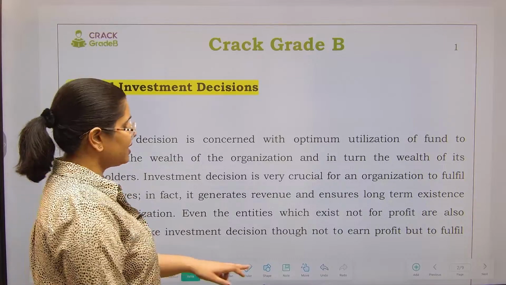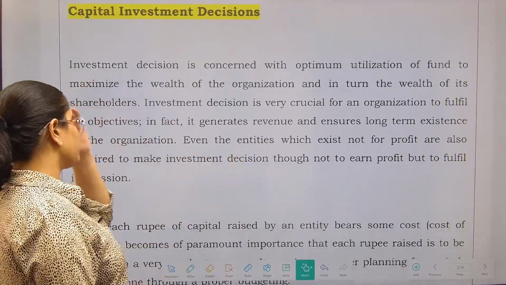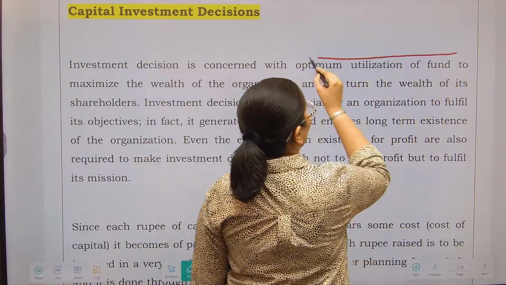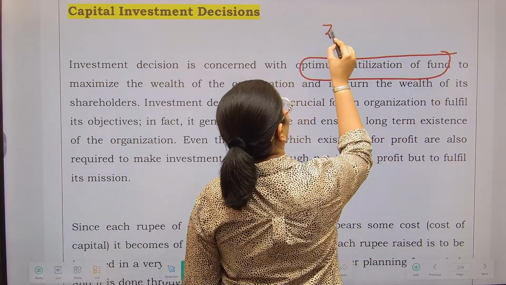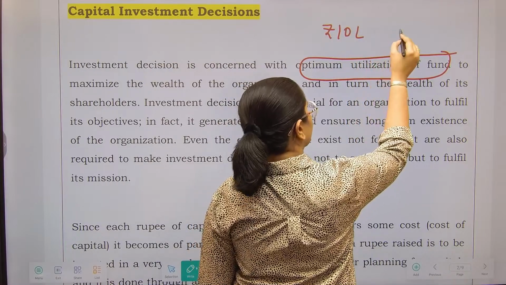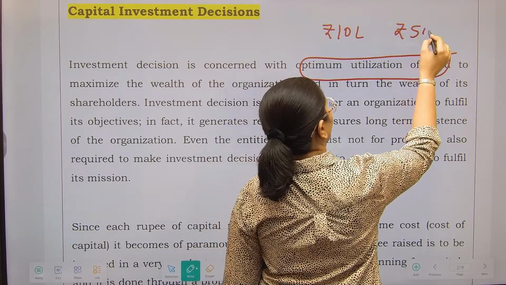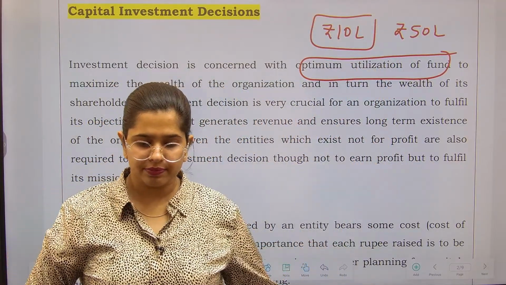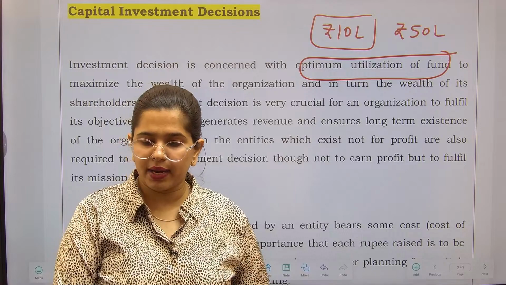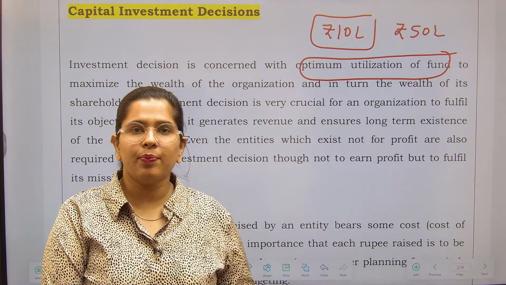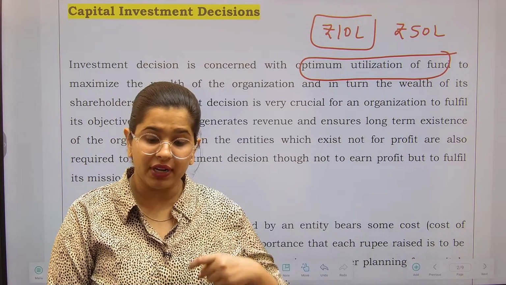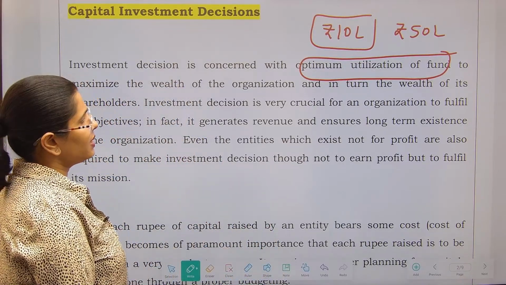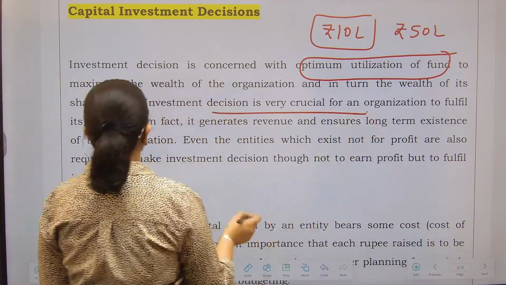So investment decisions are concerned with optimum utilization of funds to maximize the wealth of the organization. Obviously, suppose I have invested 10 lakh rupees and I am able to earn 50 lakh rupees by making an investment of 10 lakh, I am increasing the asset size of the firm, right? I am increasing the asset size and at the same time I am increasing the profitability of the firm as well, right? So investment decisions are very crucial for the organization to fulfill its objectives.